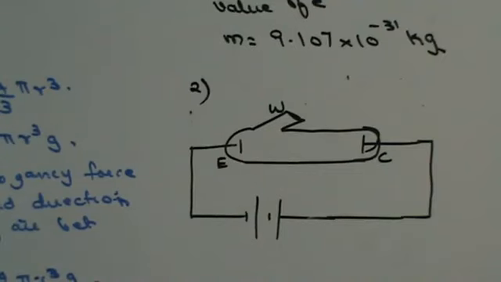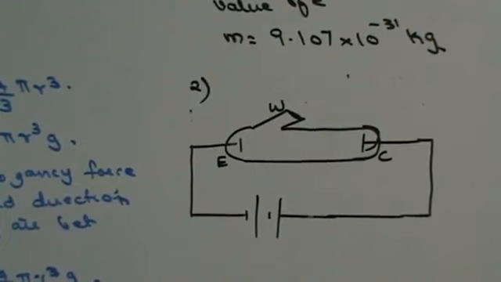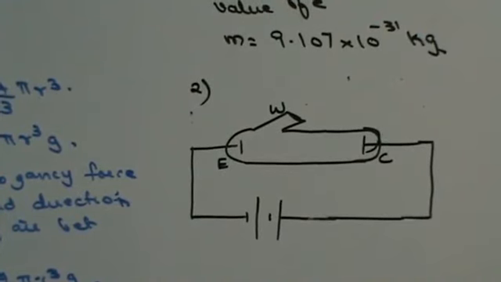As I go on increasing the frequency beyond the threshold frequency, more and more electrons are going to be emitted from the emitter. Fine.